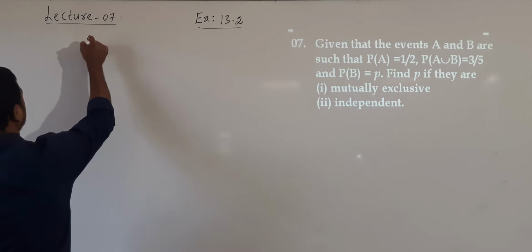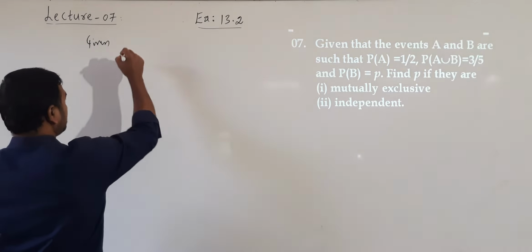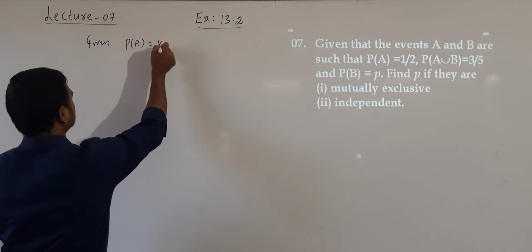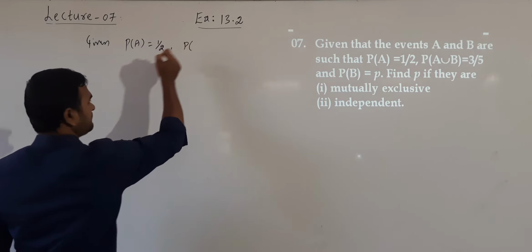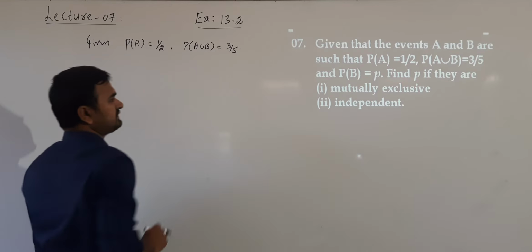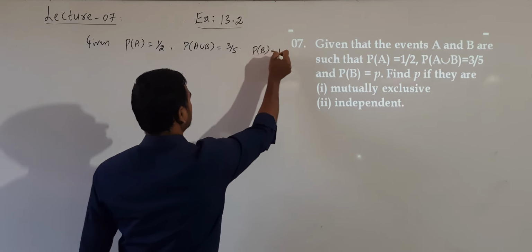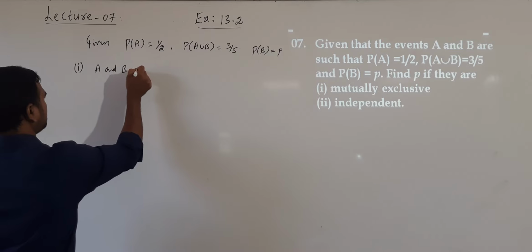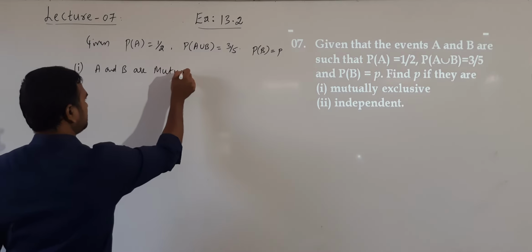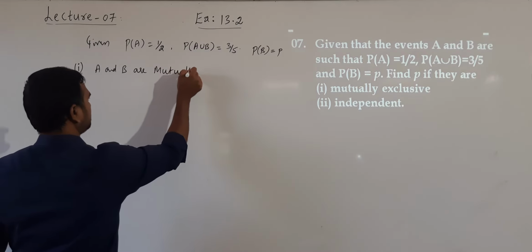Given P of A is 1 by 2, P of A union B is 3 by 5, and P of B is small p. Now we have to find the value of P of B, small p, first if A and B are mutually exclusive events.